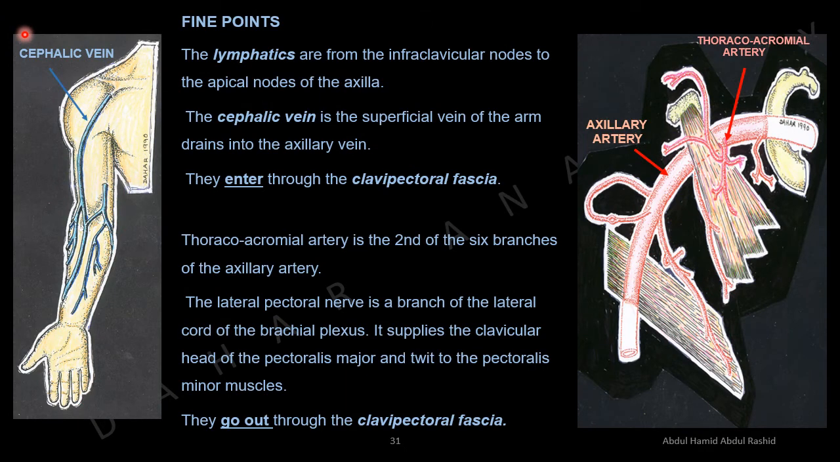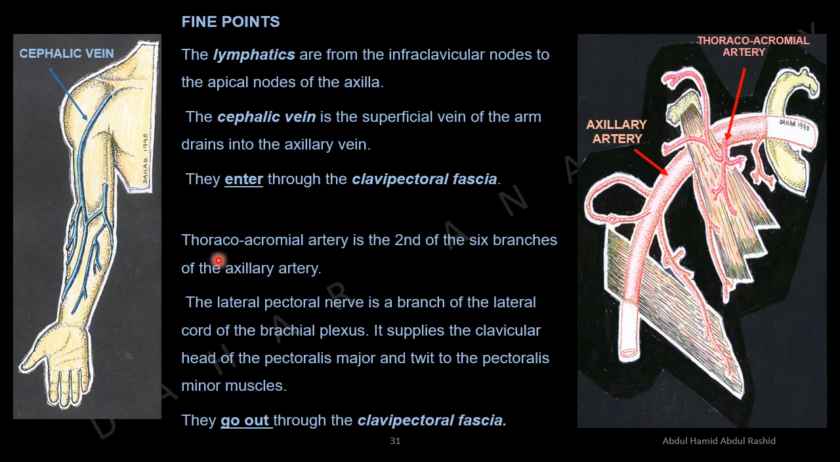Fine points. The lymphatics run from the infraclavicular nodes to the apical nodes of the axilla. The cephalic vein is the superficial vein of the arm that drains into the axillary vein. They enter through the clavipectoral fascia. Lymphatic vessels we cannot see, and this is the cephalic vein. This is a superficial vein on the lateral part of the arm. These 2, the cephalic vein and lymphatic vessels, will go through the clavipectoral fascia.